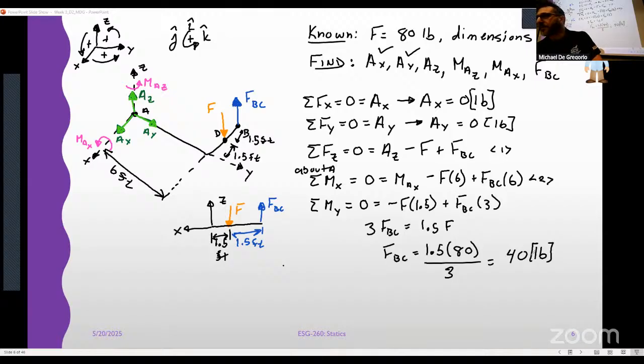So if you'd drawn it in compression, if you'd drawn it pointing down, you would have gotten a negative answer, and you would have been told that that's not correct. So now we've got those forces. Well, that's nice because now if we look at equation 2, I've got a value for FBC and I've got a value for F. So I can solve for the x direction moment right now. So let's go ahead and do that since we're here.